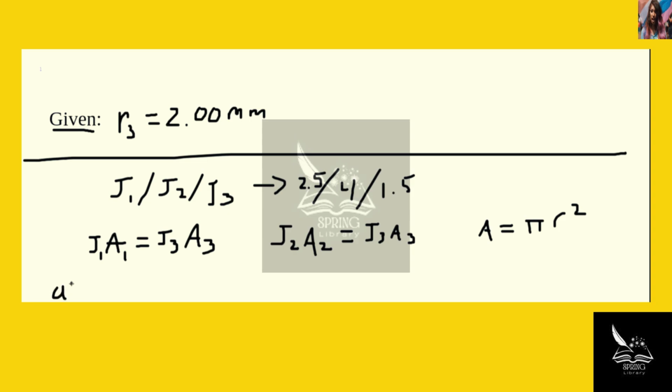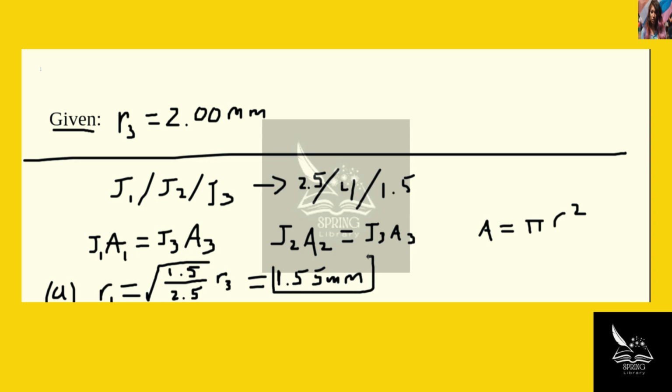So for part A, R1, since the pi's are going to cancel on both sides of the equation, they're just a constant, is going to be equal to the square root of 1.5 to 2.5, which I got from the ratios of the current densities, multiplied by R3, which we were given. And this comes out to be 1.55. Units here are millimeters. We can box that in as our solution to part A.